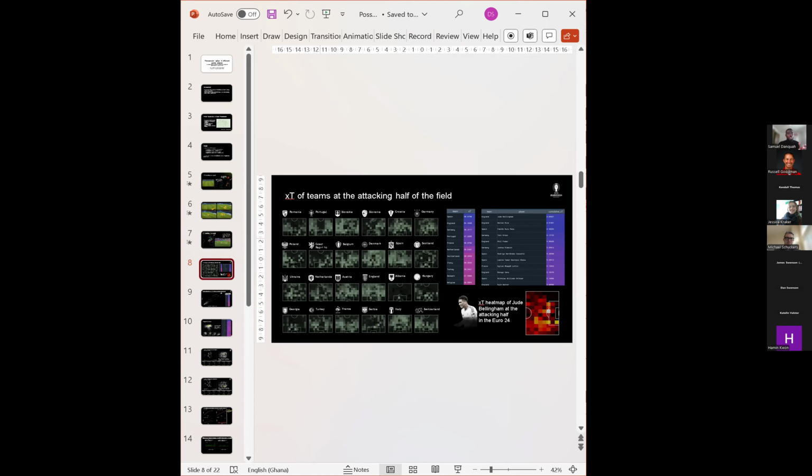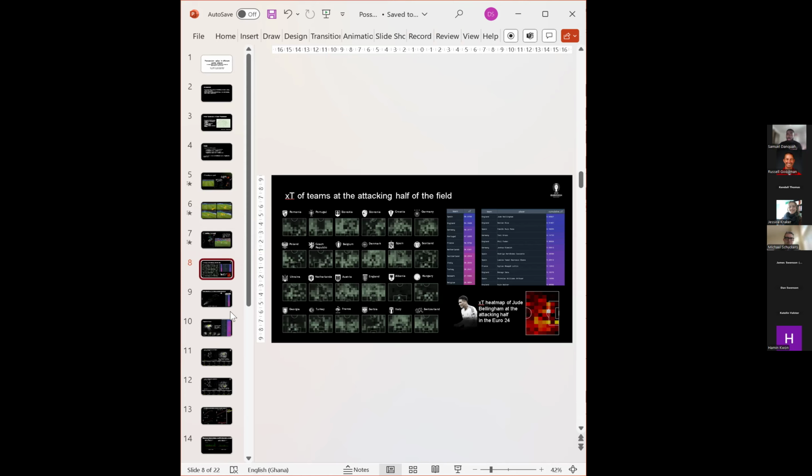With regards to Portugal, you can clearly see they achieved a lot of expected threat at the wings, at the attacking flanks of the pitch, where they had players like Rafael Leao and Bernardo Silva operating on the left and right wings. So they had a lot of expected threat coming from those directions, and that was what was captured.